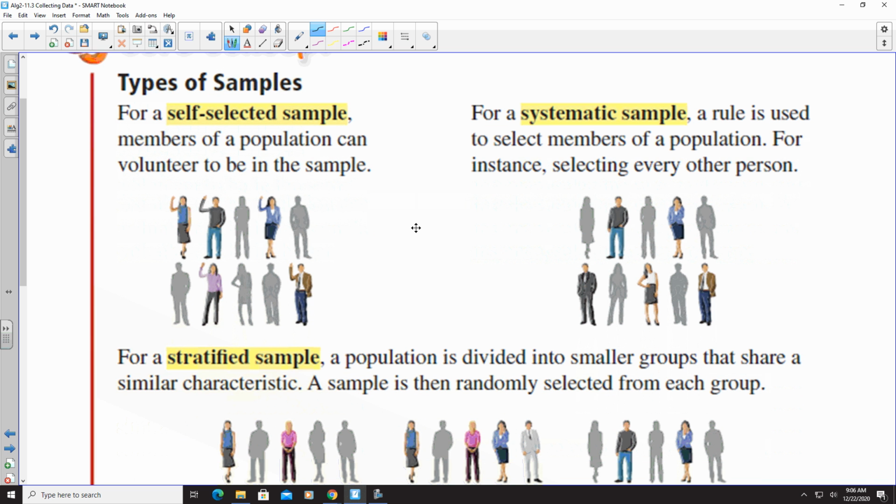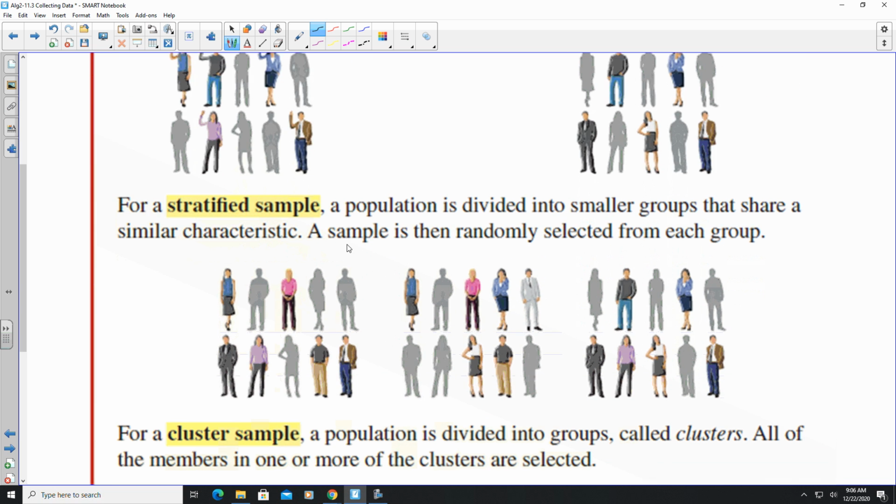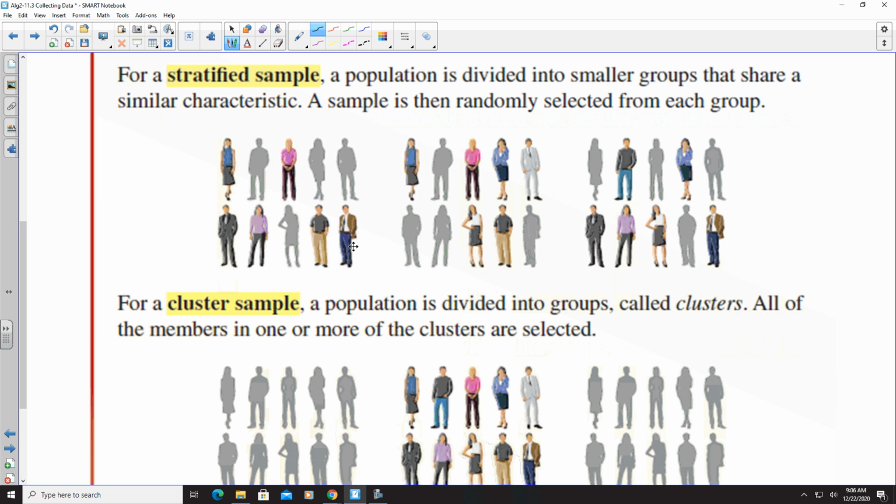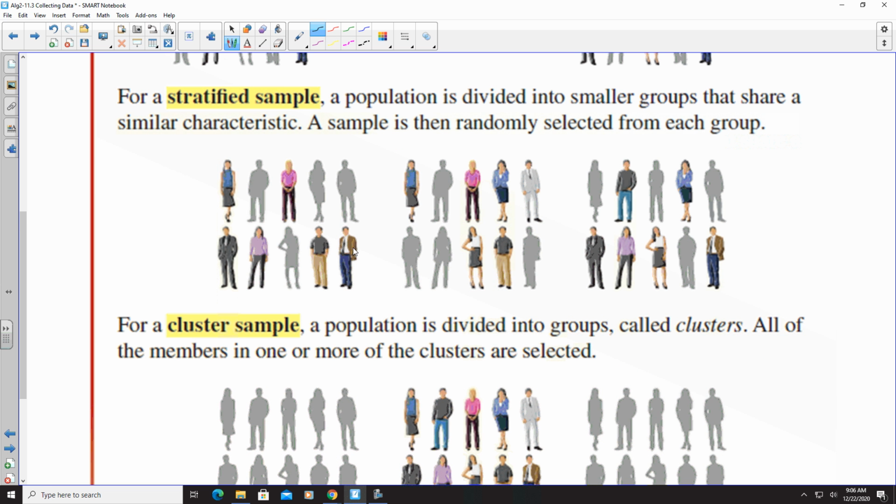The first one is a self-selected sample. Self-selected samples are members of a population that volunteer to be the sample. The next one to the right is a systematic sample, where a rule is used to select from a population, for instance, selecting every other person. The next one is a stratified sample, which is divided into smaller groups that share a similar characteristic. A sample is then randomly selected from each group.